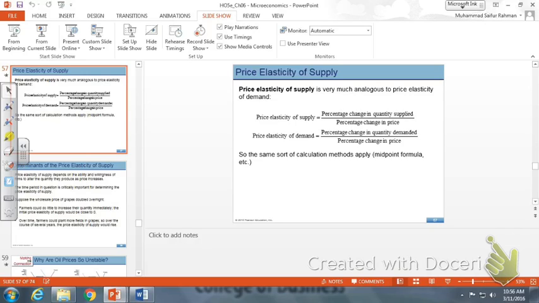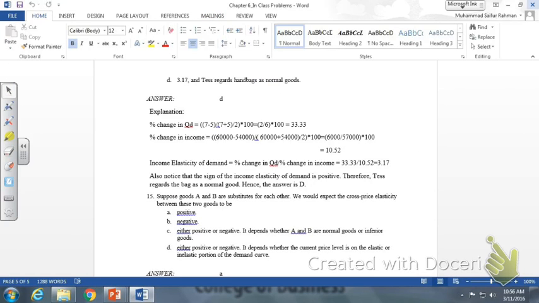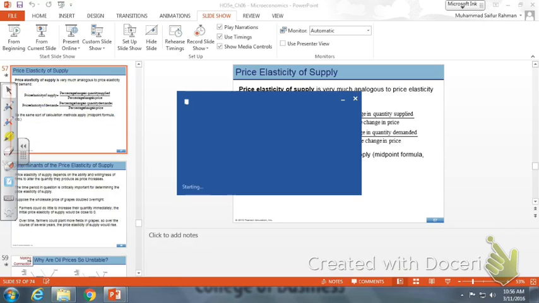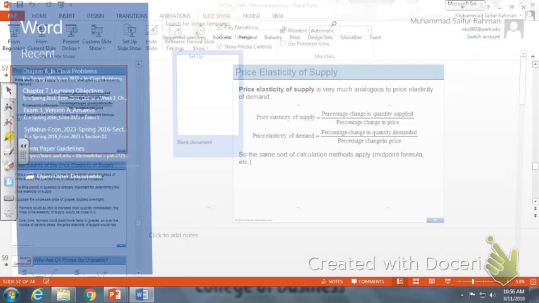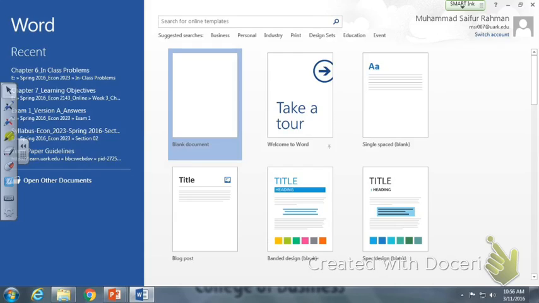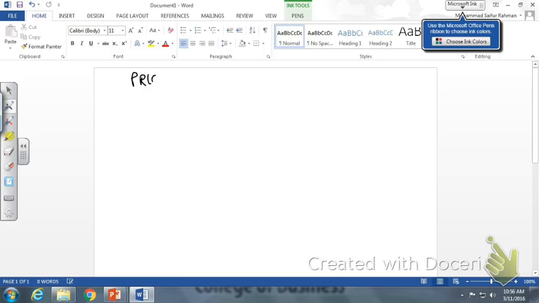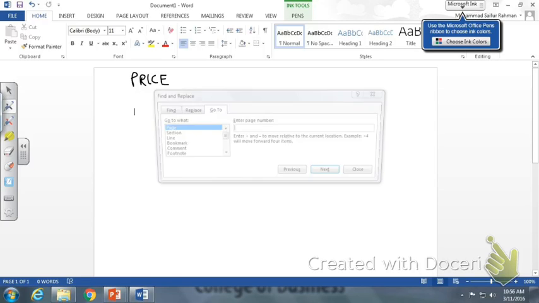Now, we are going to formally start looking at this price elasticity of supply, and I am going to open up a Word document, which I also hope that you guys will be writing along with me, so that this becomes part of a single document where all the elasticity concepts are discussed. So what we are going to do today is discuss price elasticity of supply.